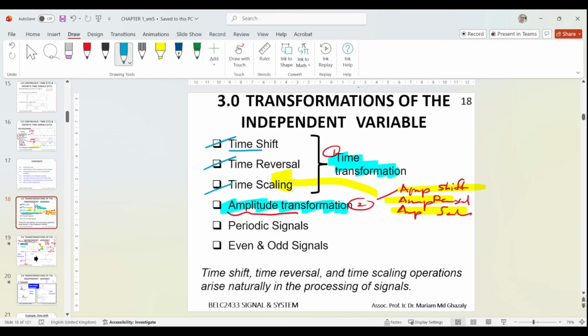So the keyword here is time, but you have the shift, reversal, and scaling. Another transformation is the amplitude transformation. Similar to the time transformation, you have amplitude shifting, amplitude reversal, and amplitude scaling. Then later on, you're going to learn about the periodic signal. Periodic signal means the sine wave signal or cosine wave signal. And then later on is even and odd signal.